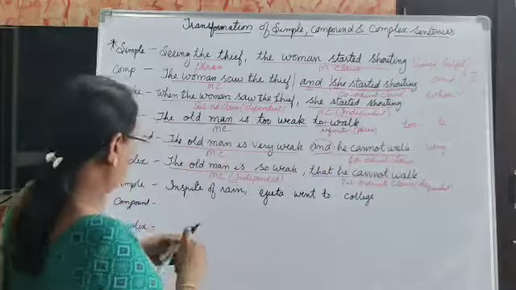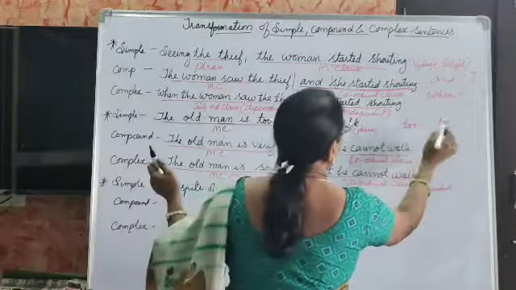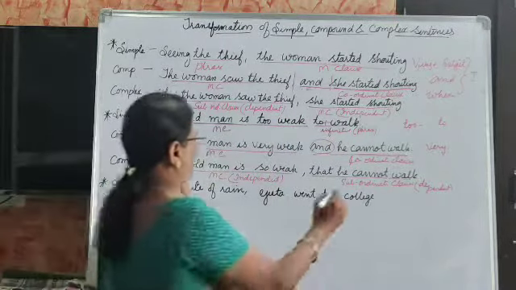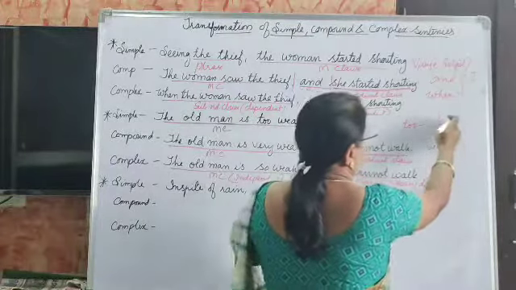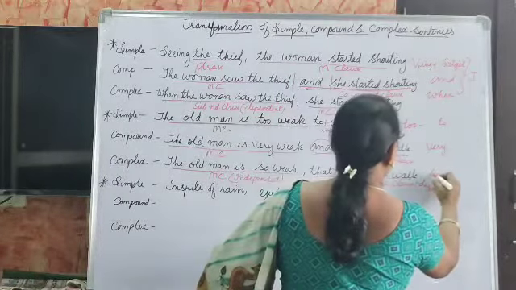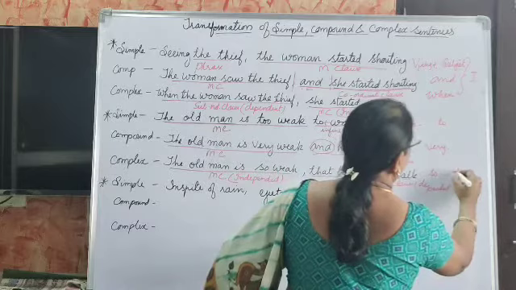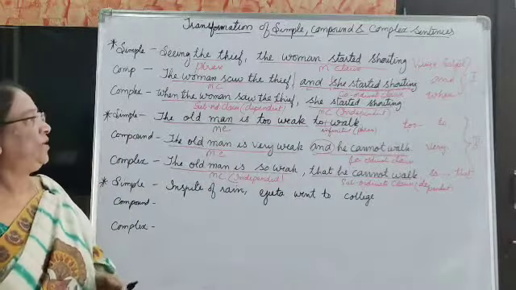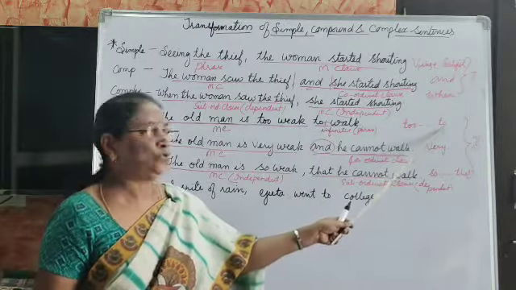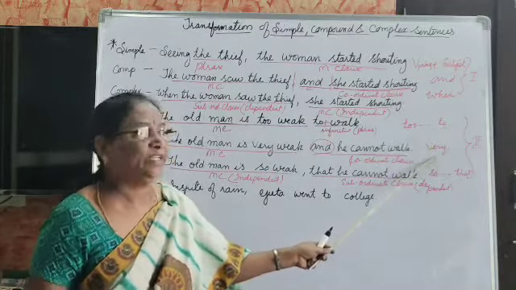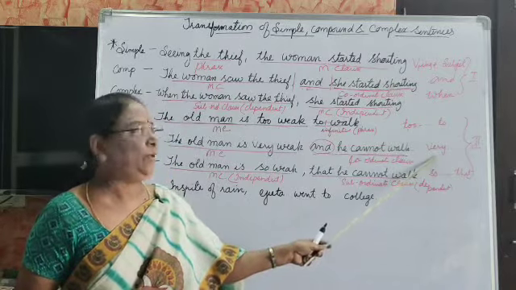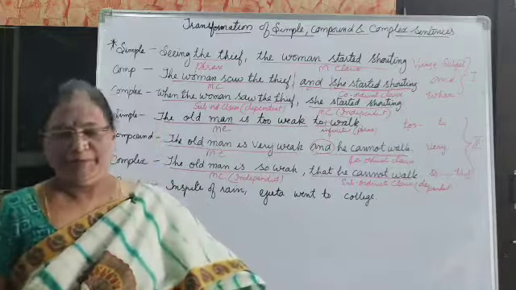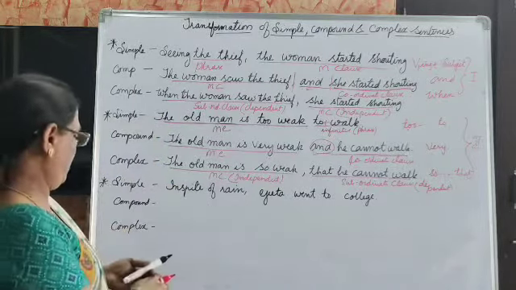Understand? When we use "to" in simple, we use "very" in compound, and we use "so that" in complex. This is the second model. When we use "to" in simple, we have to use "very" in compound, and we have to use "so that" in complex. Okay, now next is the third model.